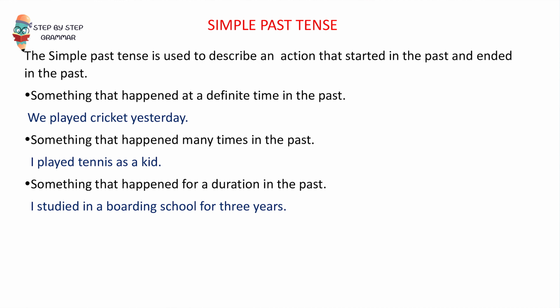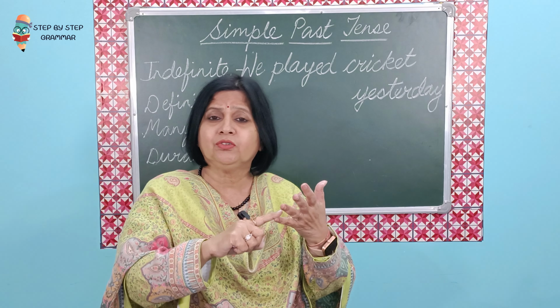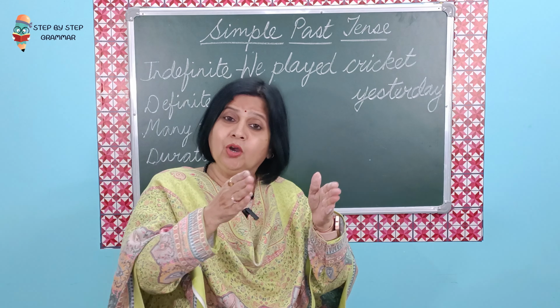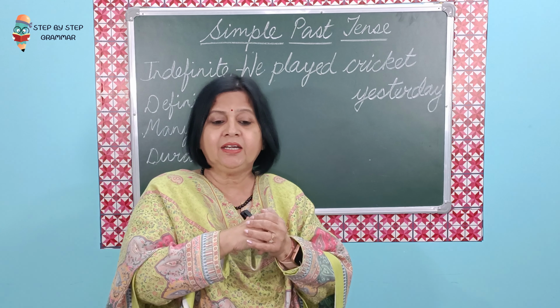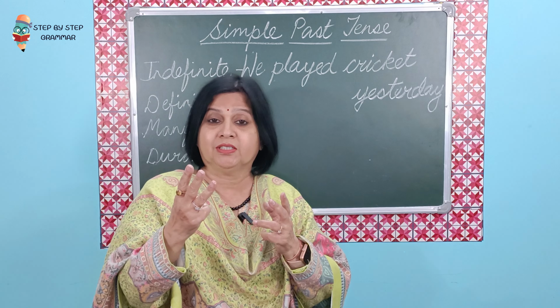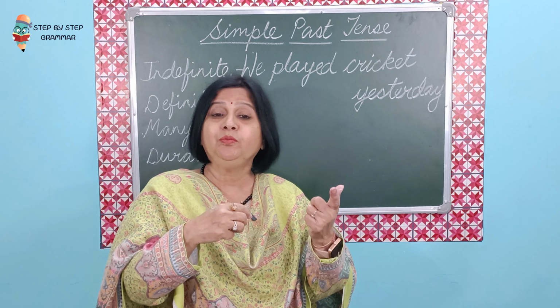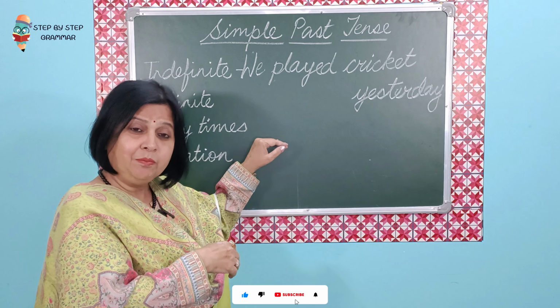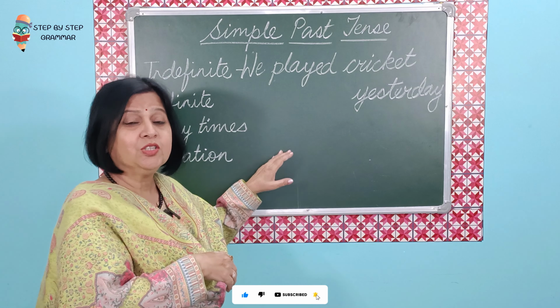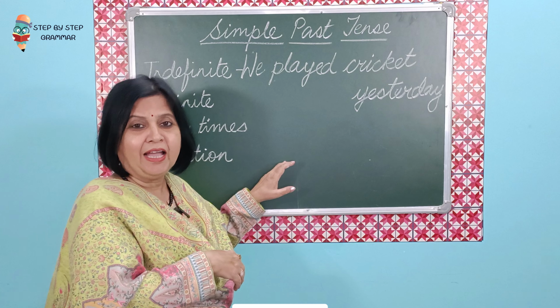Okay? Then, duration. Duration means that thing was there for a short time only or a particular time. It could have been for a week, a year, 2 years, 3 years, but it is not there now. That action is already completed. For example, I studied in a boarding school for 3 years, or I lived in Mumbai for 2 years. So all these are the simple past events, or we say the simple past actions.